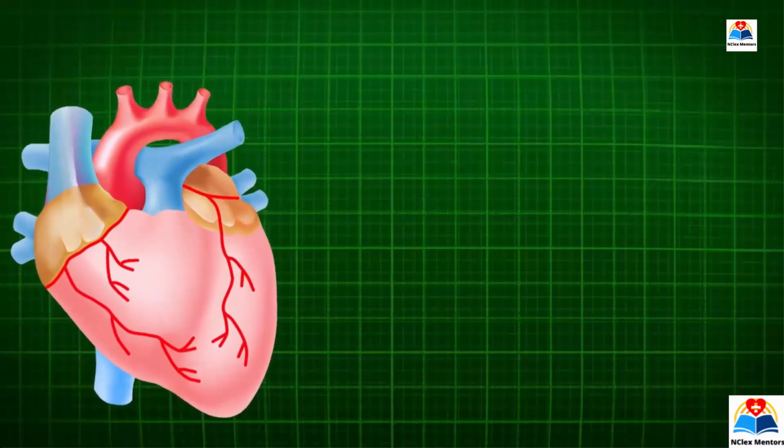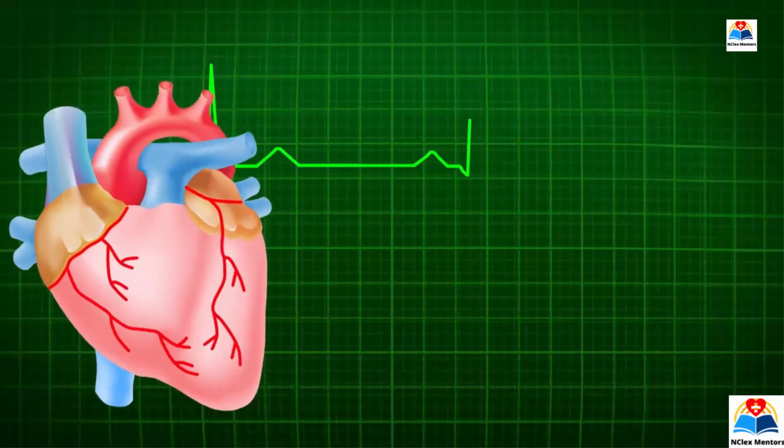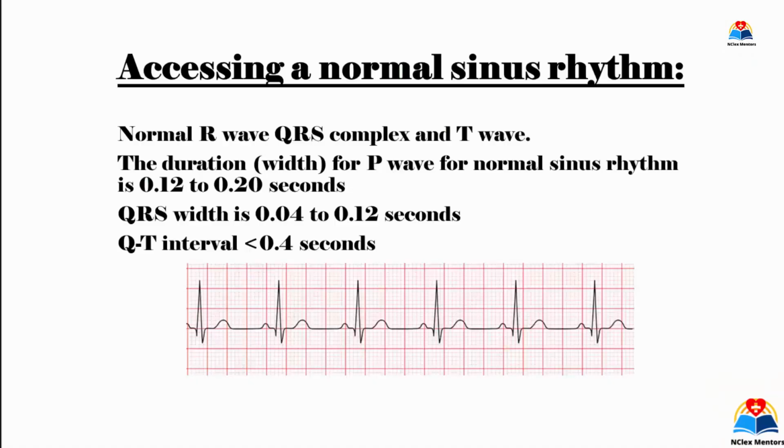But how to assess a normal sinus rhythm? The duration interval for the P wave, which is before the QRS complex, for normal sinus rhythm is 0.12 to 0.20 seconds. QRS width interval is 0.04 to 0.12 seconds. QT interval is less than 0.4 seconds.